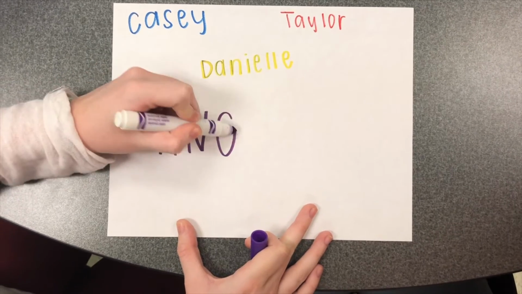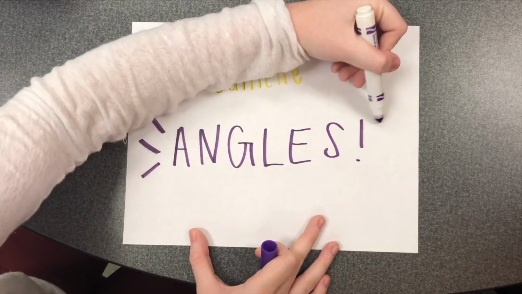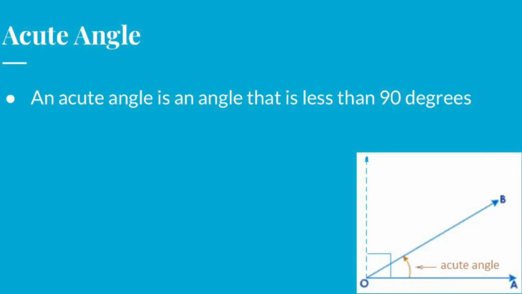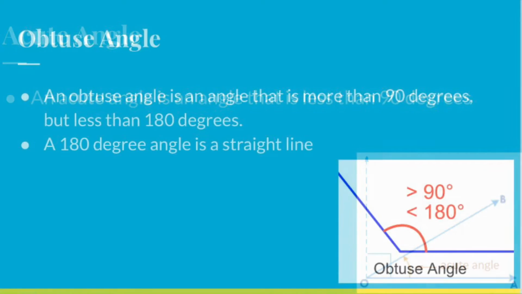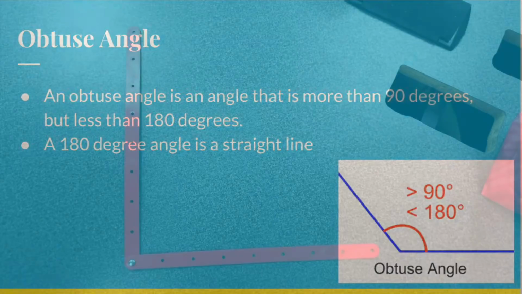And today we're going to tell you guys about different kinds of angles. The definition of a right angle is an angle that is equal to 90 degrees. An acute angle is an angle that is less than 90 degrees. An obtuse angle is an angle that is more than 90 degrees but less than 180 degrees.